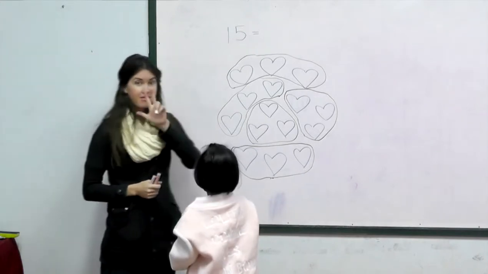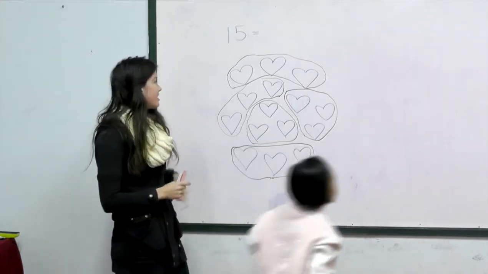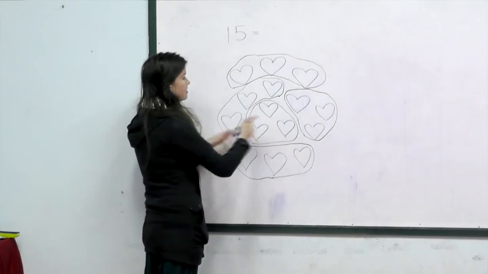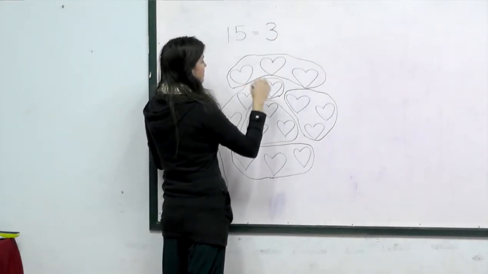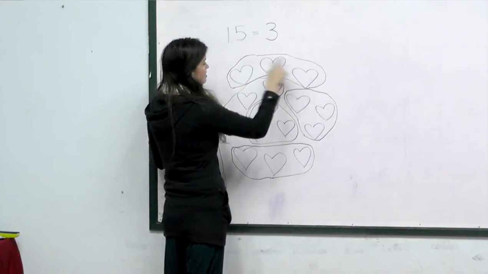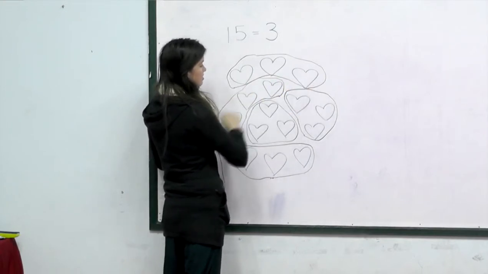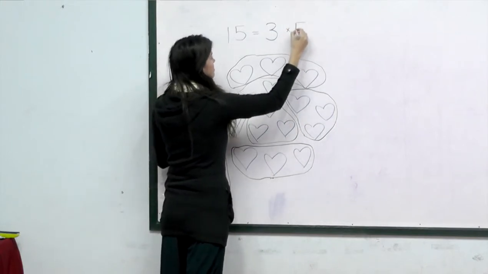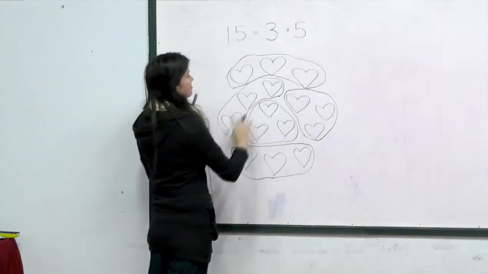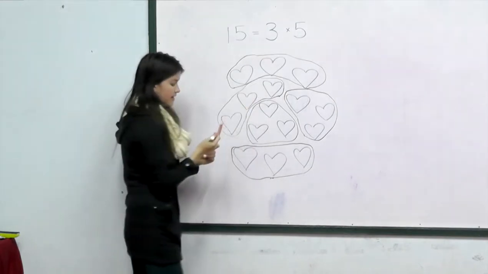So we've got 3 hearts inside every group. So 3 hearts inside every group. And how many groups do we have? 1, 2, 3, 4, 5. So 15, our total number, equals 3 times 5.